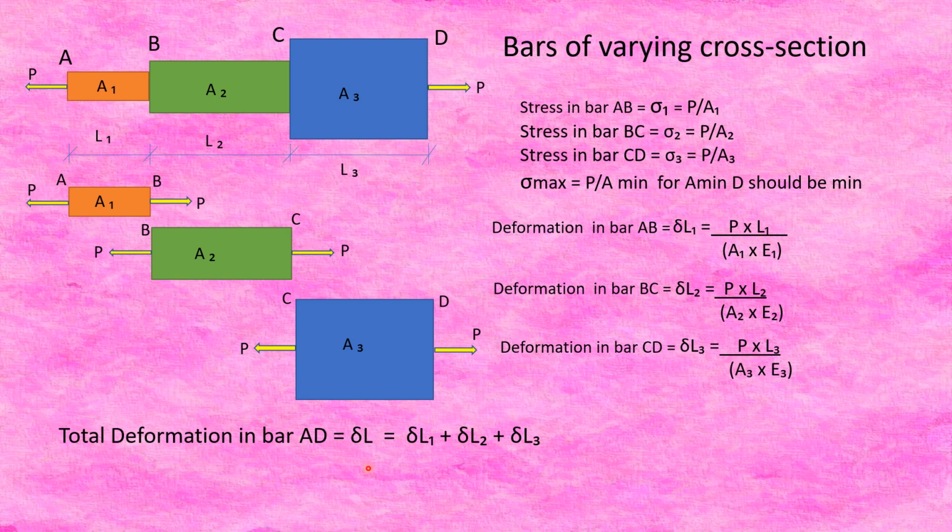Now the total deformation in bar AD will be equal to delta L, which will be equal to delta L1 plus delta L2 plus delta L3, that is deformation of bar AB plus deformation of the bar BC plus the deformation of the bar CD, and this total will give us the total deformation of the bar AD.